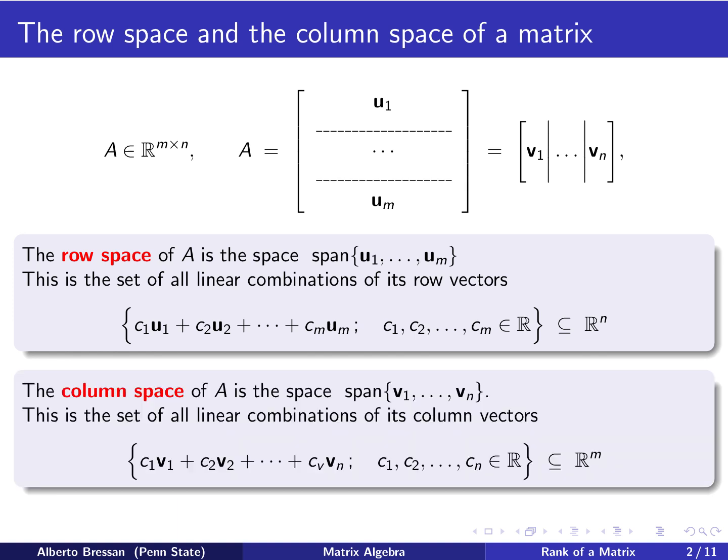Similarly, you can also take the column vectors v1, v2 to vn, and then you form the span of them, and this becomes a space, and we call that the column space of A. So that's a linear combination of all the column vectors, which we can write as c1 v1 plus c2 v2 up to cn vn, sorry for the typo. And then the coefficients c's here are real numbers. So in the end, this will be a column vector of length m, so it's a subspace of Rm.